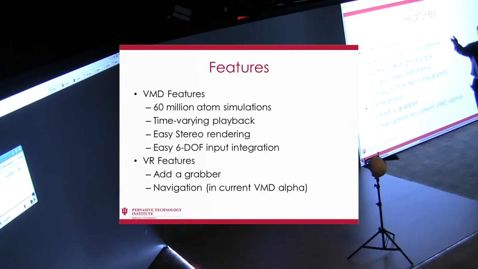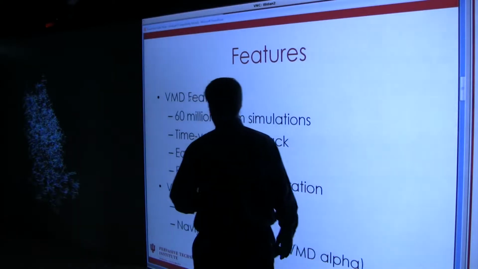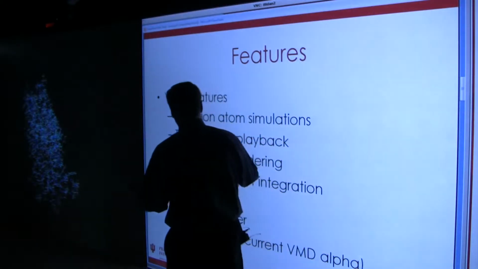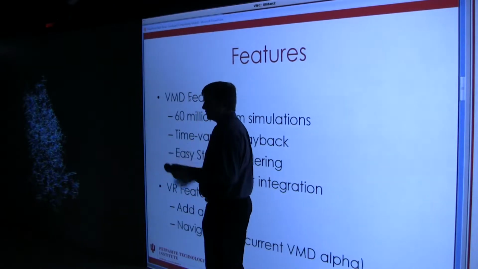Stereo is really easy. There's a pull down menu with about 18 different stereo choices. If you brought it up in mono, you don't have to pre-configure it; it'll just start up in stereo. It also has pretty easy input for 6 degree of freedom devices, like the Space Navigator. The VR features, as I said, are kind of light at the moment. There are really just two, and they're just for moving the molecule around.